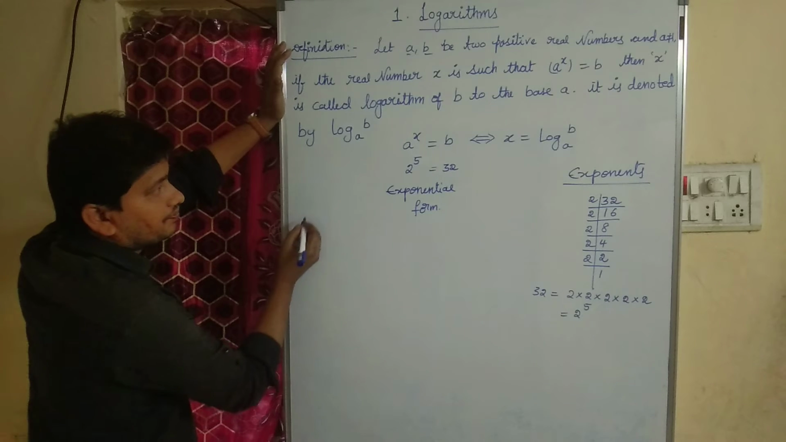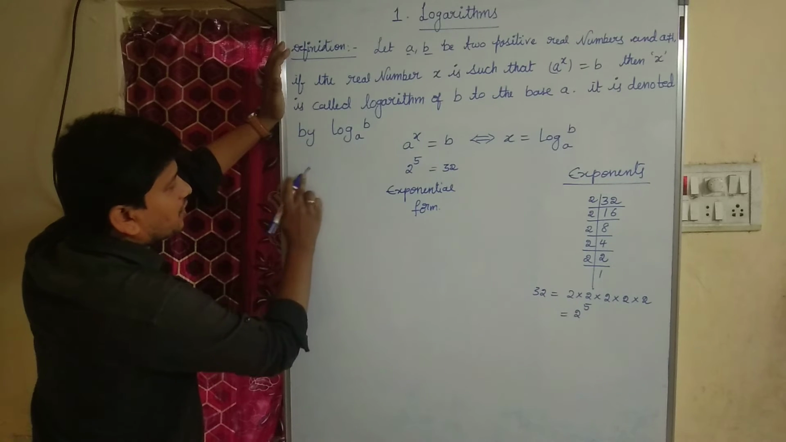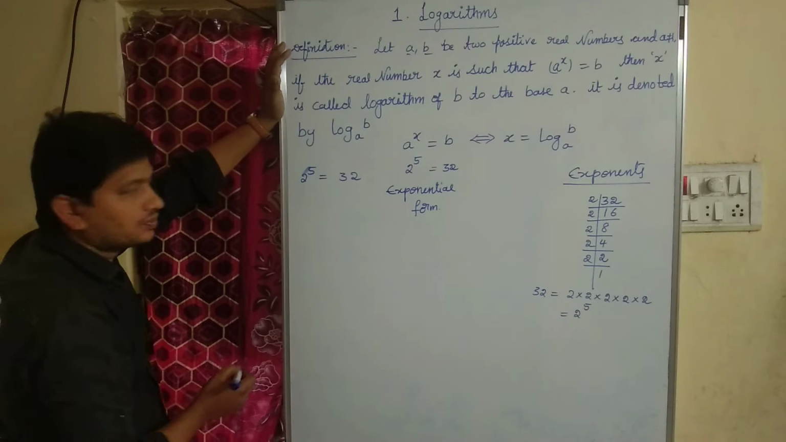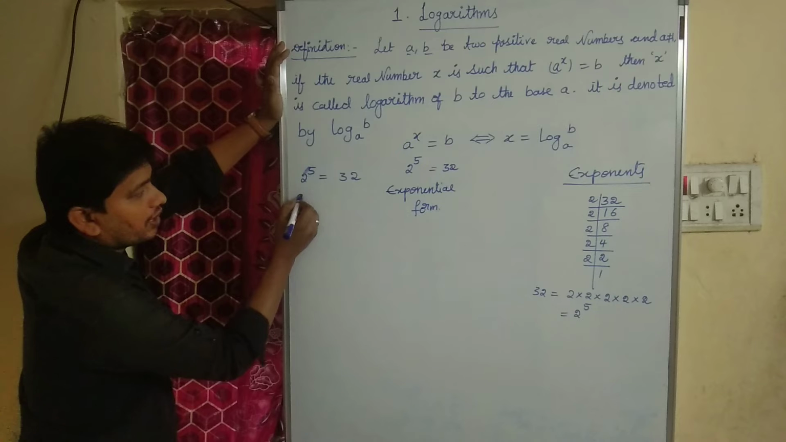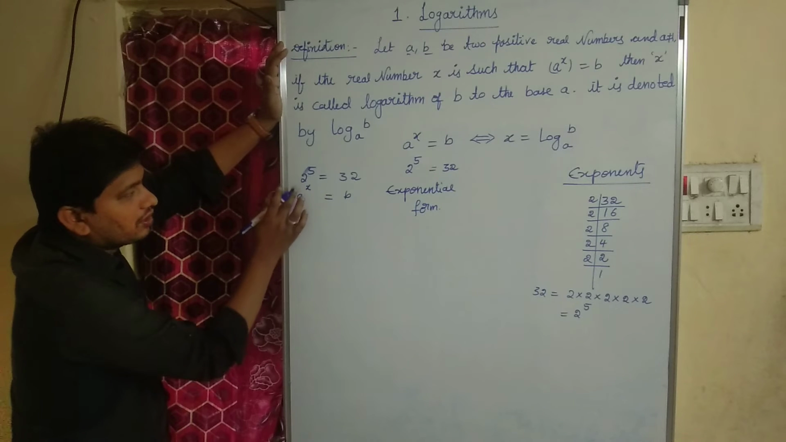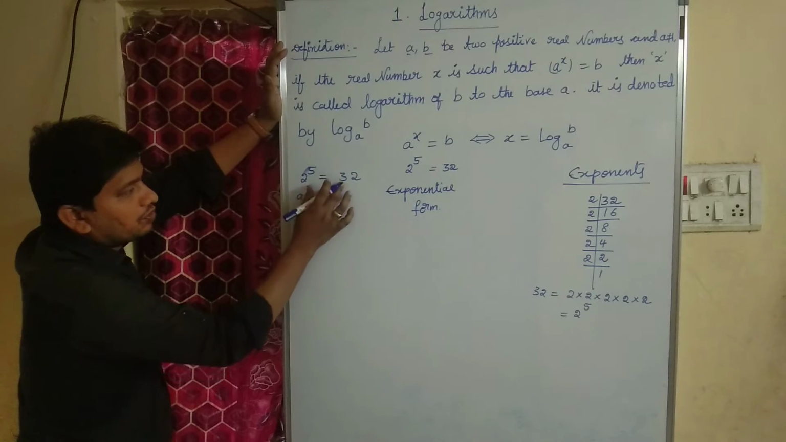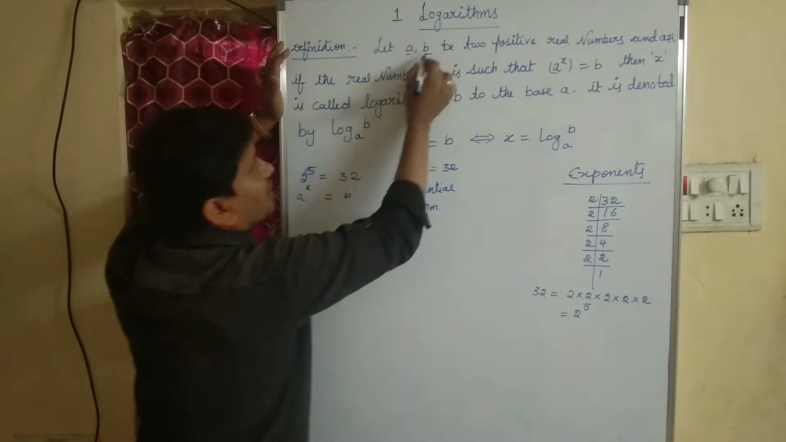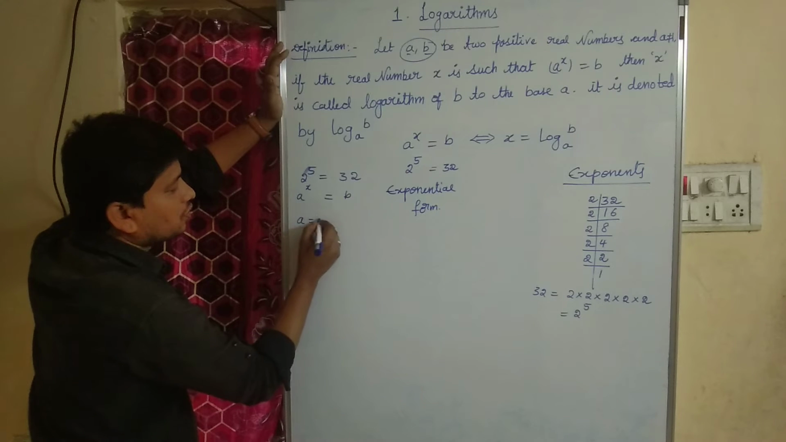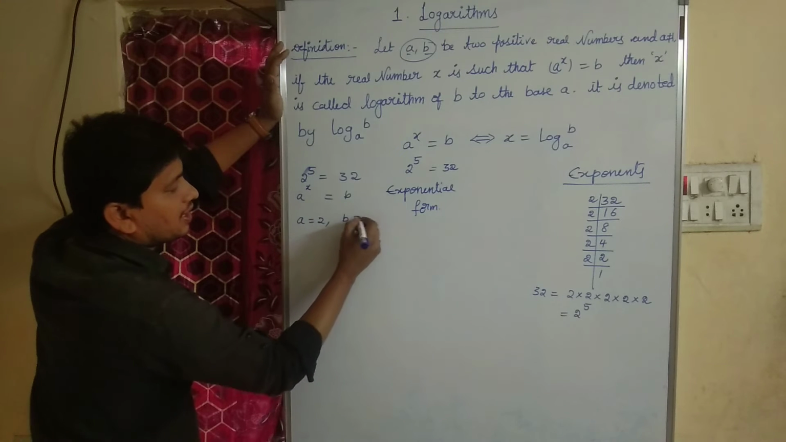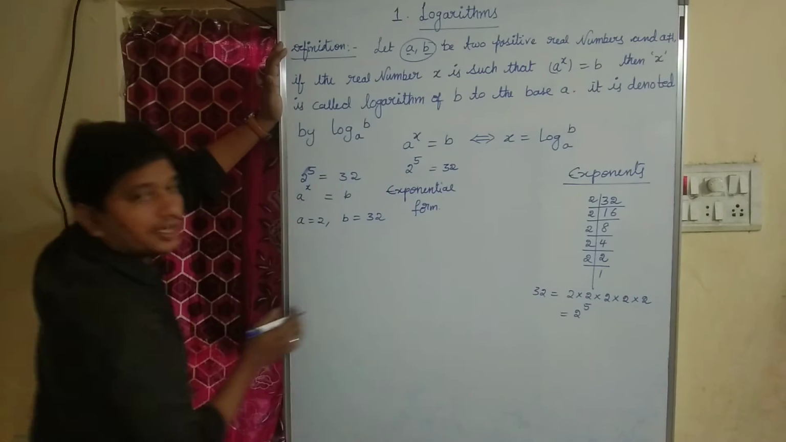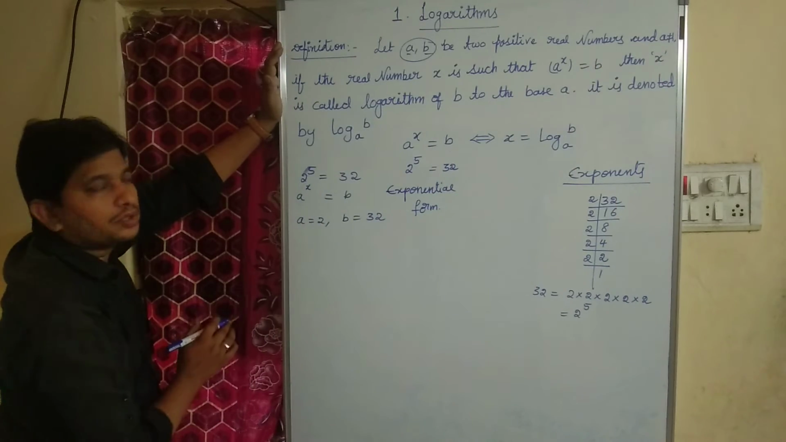If you observe here, in 2 raised to the power 5, we know that 2 power 5 equals 32, which is in the form of a power x is equal to b. In the definition, a and b are two positive real numbers. Here the value of a is 2 and the value of b is 32. And the condition is a should not be equal to 1. So we got a value 2.